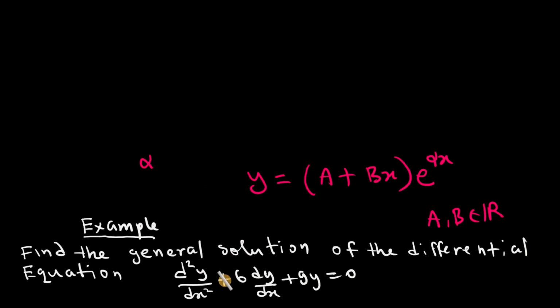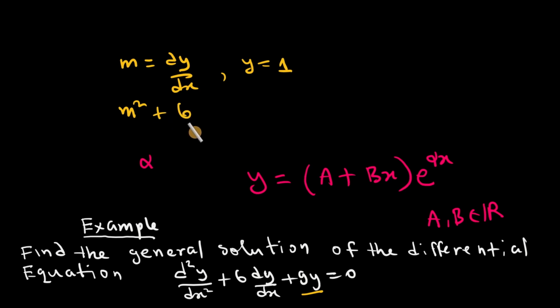Like I said before, the fastest way to look for the auxiliary equation is to imagine that m equals dy/dx and y equals 1, then the auxiliary equation will be m squared plus 6 dy/dx, which is m, plus 9 equals 0. This way of getting the auxiliary equation works for all the second order homogeneous differential equations. So now I need to solve for m in this quadratic equation.